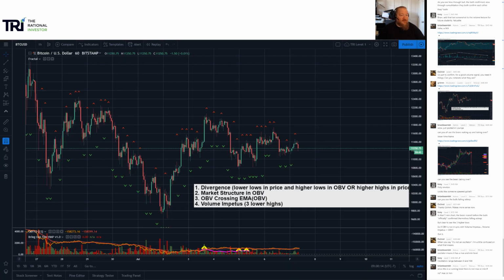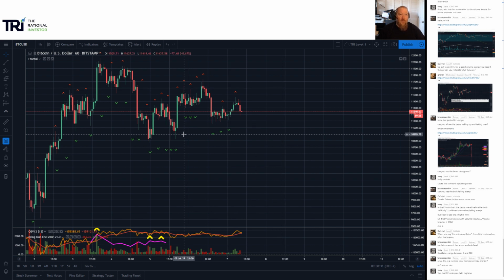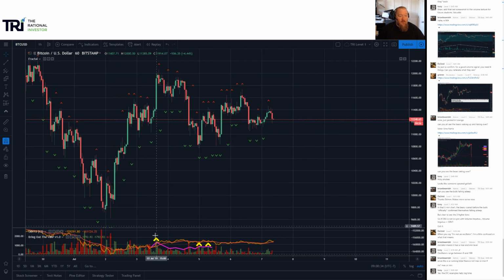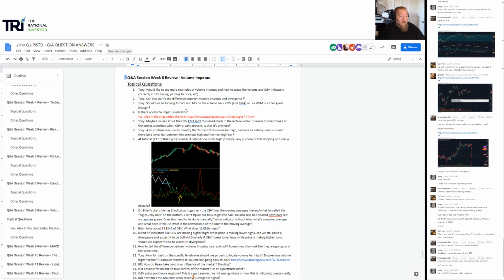Sure. So divergence is a situation, this is like mantra, right? A divergence is a situation where you have either lower lows in price and higher lows in the indicator, or higher highs in price and lower highs in the indicator. That's divergence. Volume impetus has to do with participation in the market and gauging the participation of a particular camp, either bullish or bearish, on that particular asset.